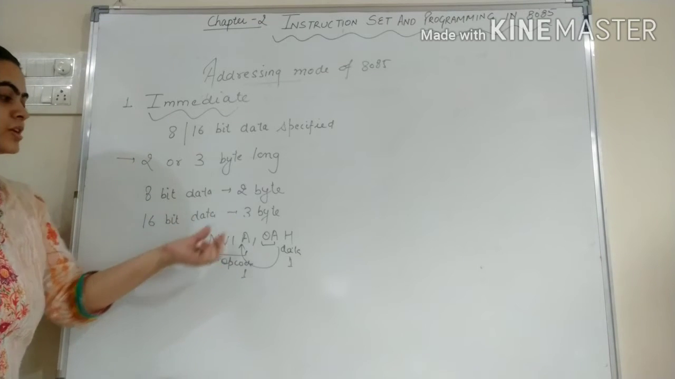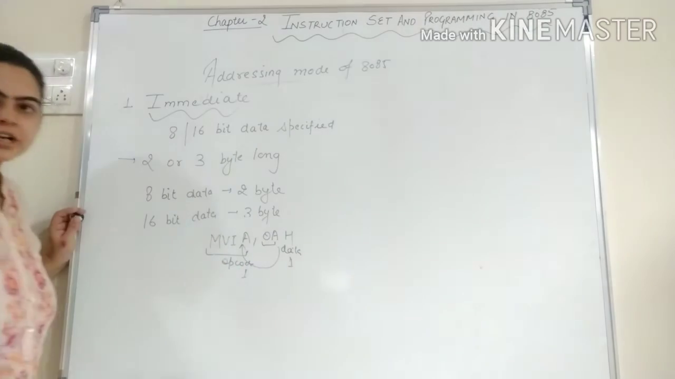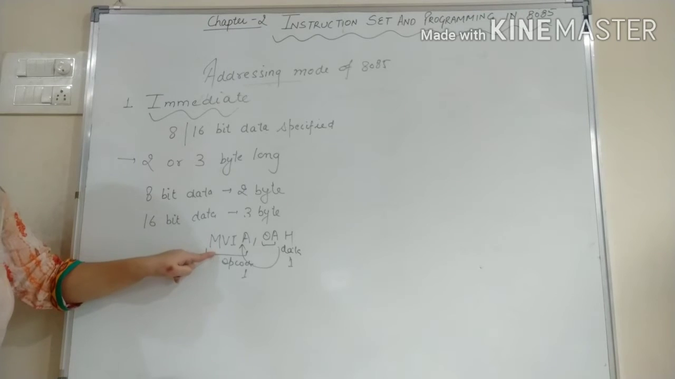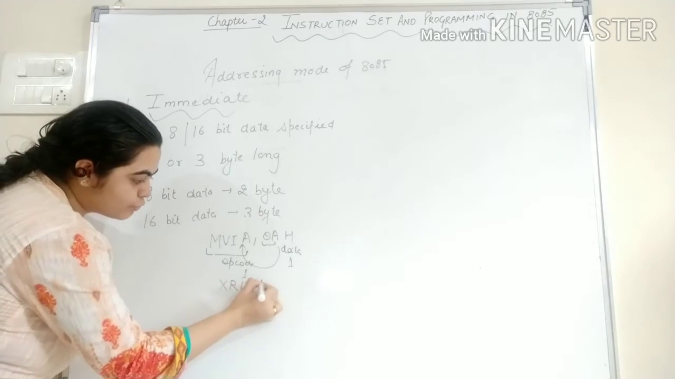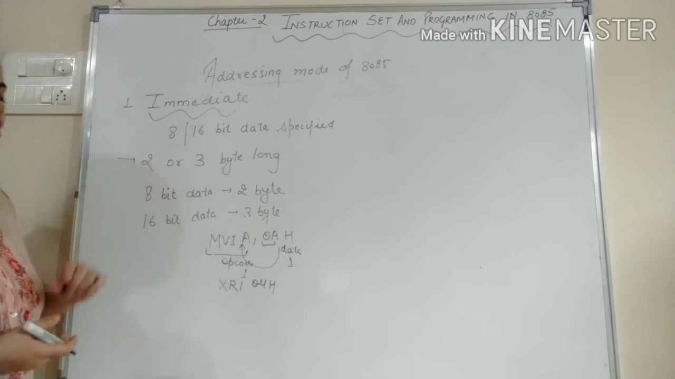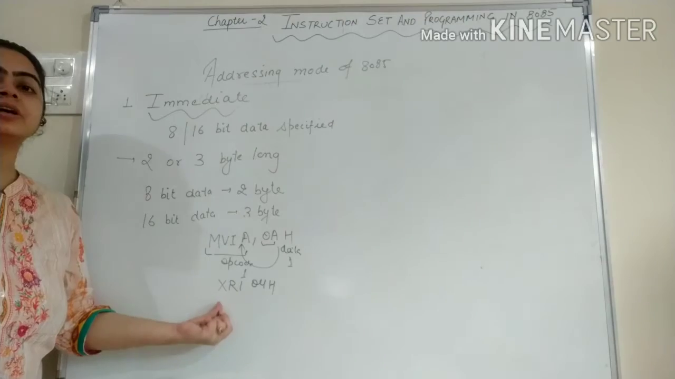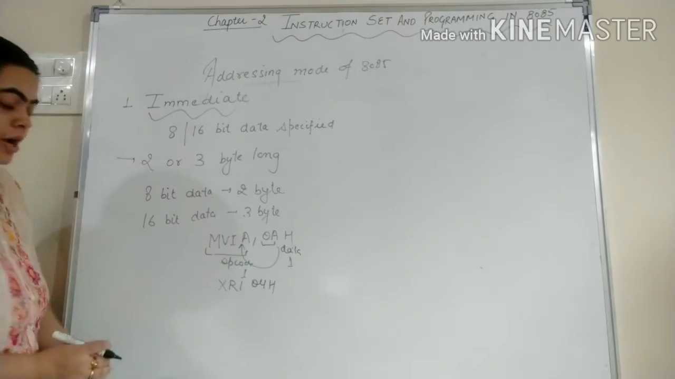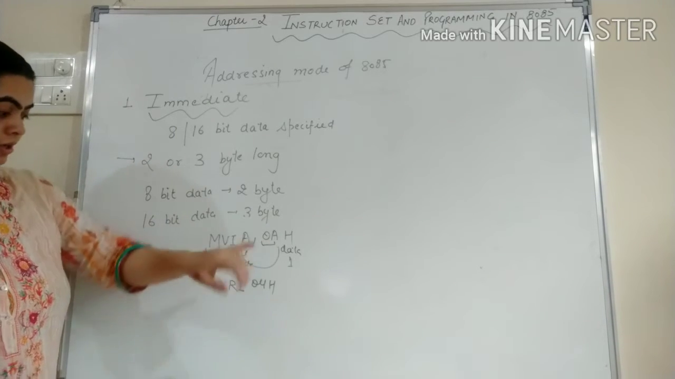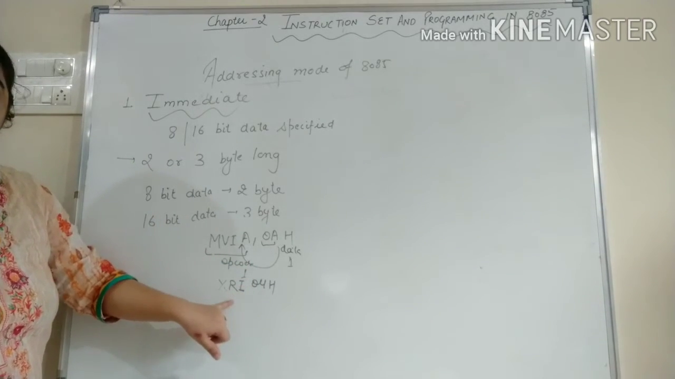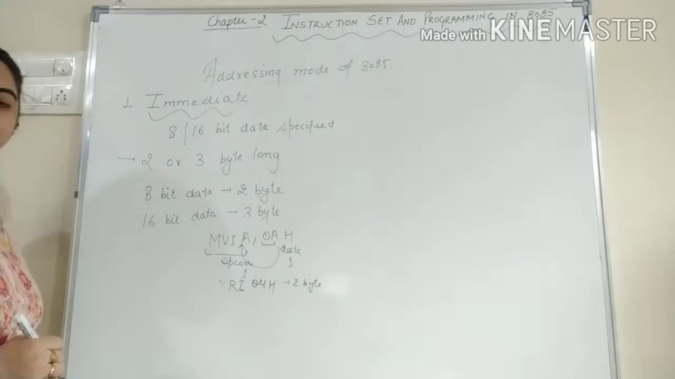The second way we can identify an immediate instruction is if I is written in the instruction. For example, another example is XRI 04H. This instruction means we XOR the contents present in the instruction immediately with the contents of the accumulator. Again you can see I is given in the instruction. This instruction is also 2 bytes, that is XRI 04H.